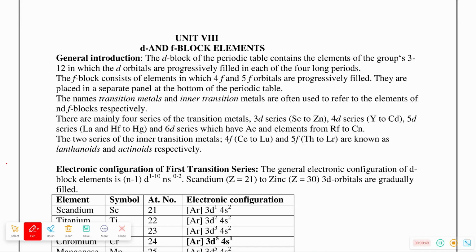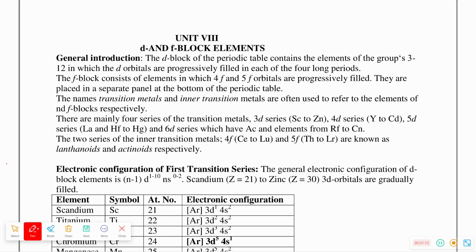Okay. Then P block elements. Group 13 to group 18 are called P block elements. The last electron enters into P subshell. P can accommodate maximum of 6 electrons. So group 13 to group 18, the electron configuration is P1 to P6.